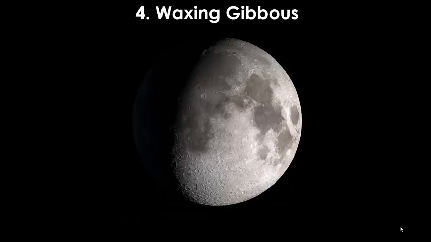The moon is still gaining light and is more than half full. The term we use for a moon that is more than half full is gibbous. This is the waxing gibbous.